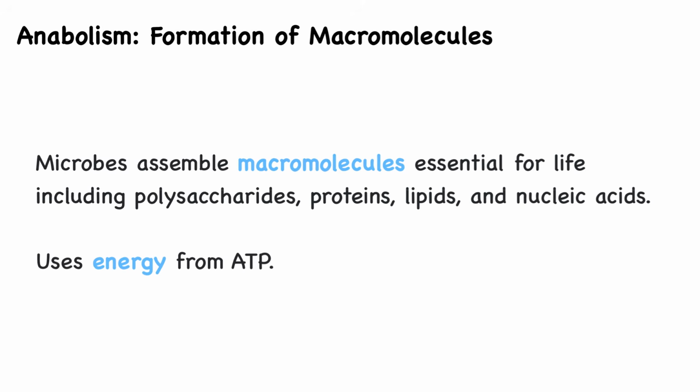So through these anabolic pathways, microbes can assemble macromolecules that are essential for life, including polysaccharides, proteins, lipids, and nucleic acids. These anabolic pathways use the energy from ATP. Carbohydrates are synthesized for energy storage or cell wall construction. Amino acids are linked together to form proteins. Fatty acids are used to build membranes. And nucleotides are assembled into DNA and RNA. Together, these processes allow microbes to grow, divide, repair, and adapt to changing environments.